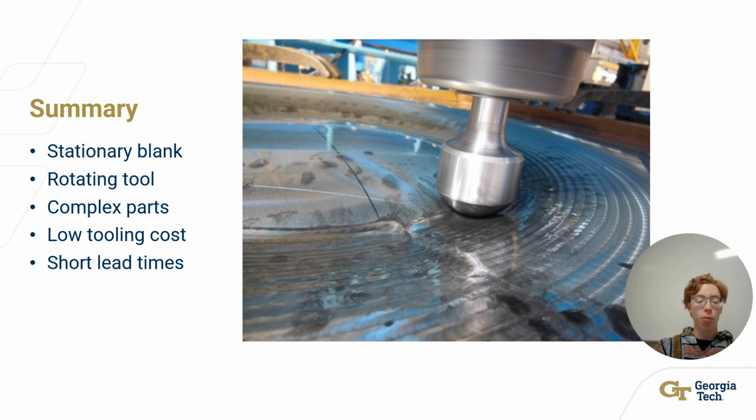CNC incremental forming can be used to produce complex parts that may not be possible using traditional sheet metal forming processes. Because the process does not rely on dies or other machinery specific to each part, CNC incremental forming has low tooling costs and short lead times. This makes the process great for prototyping and small batch manufacturing.